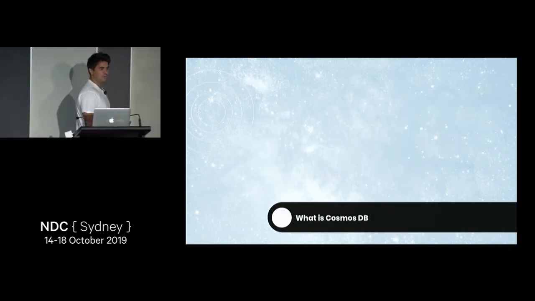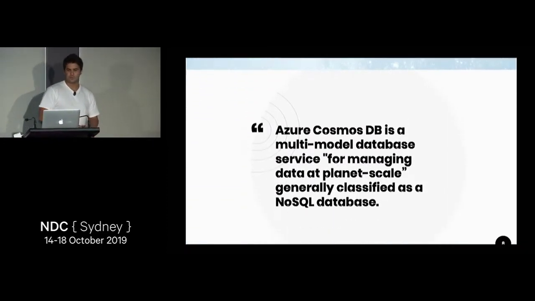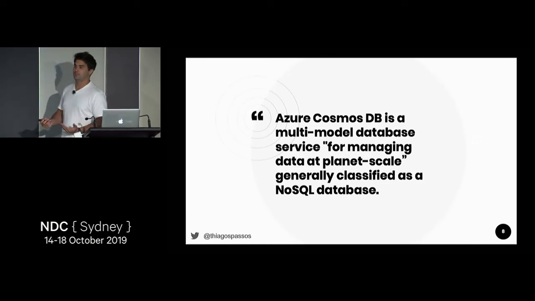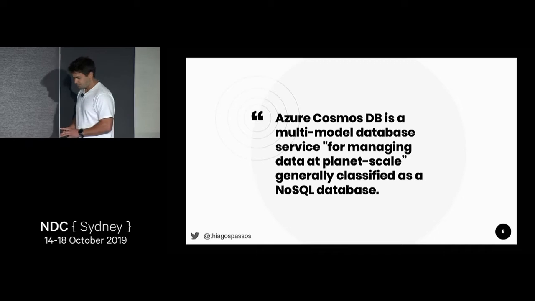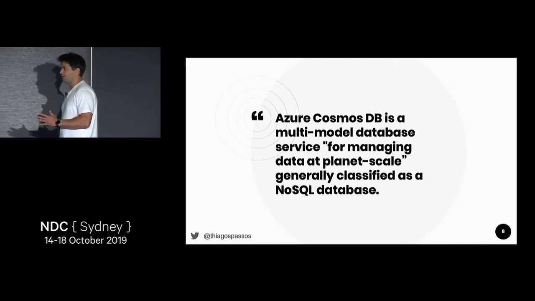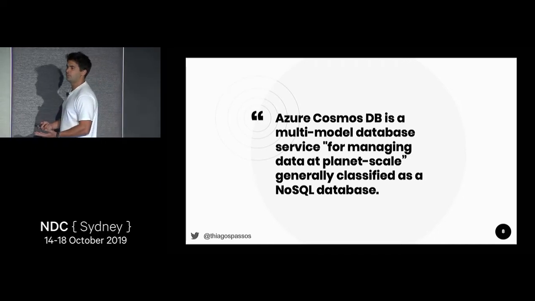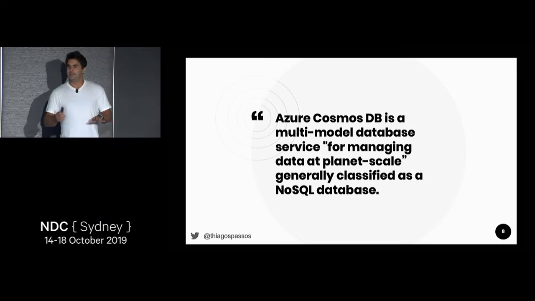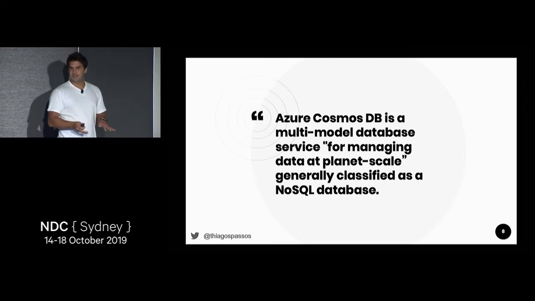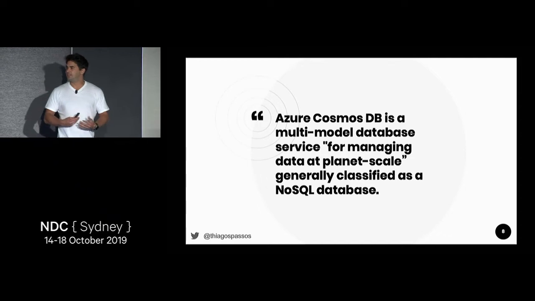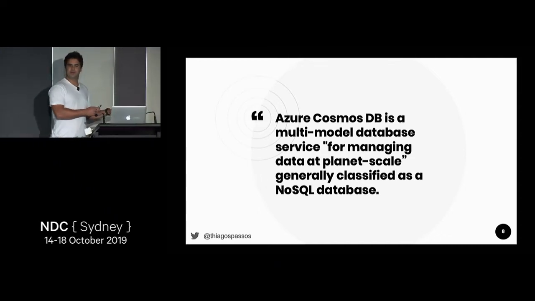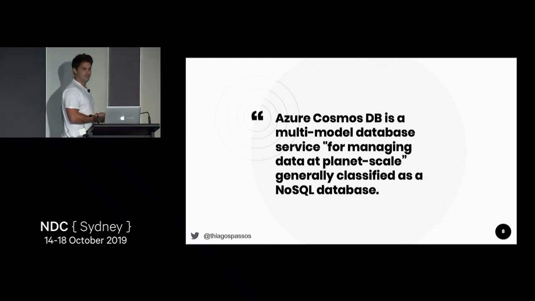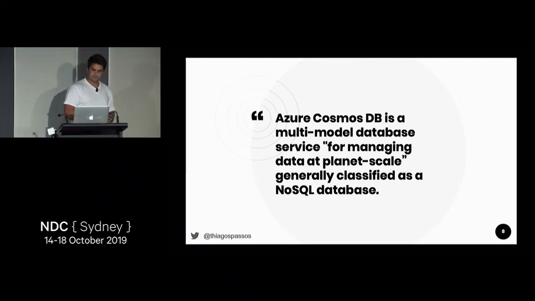So to start, what is Cosmos DB? Cosmos DB is a multi-model database service for managing data at planet scale. It's also classified as NoSQL, right? From this sentence here, the NoSQL and the scaling is pretty easy to understand, right? But what about the multi-model? When I first started using Cosmos DB, the multi-model got my head.